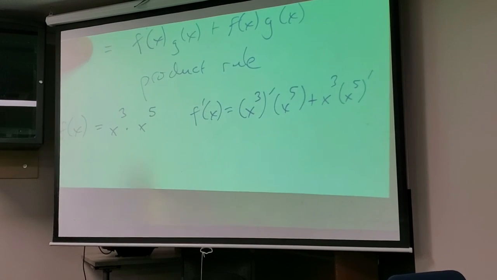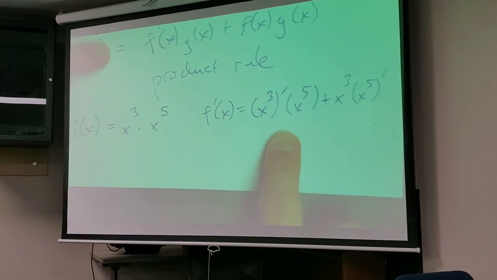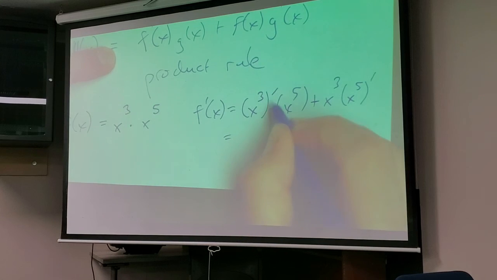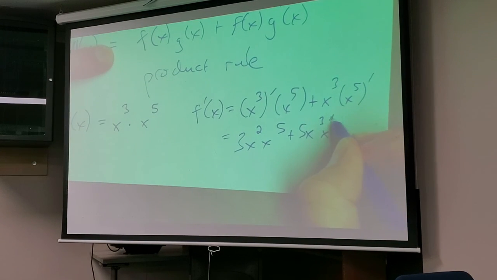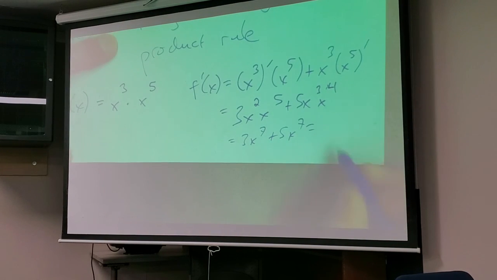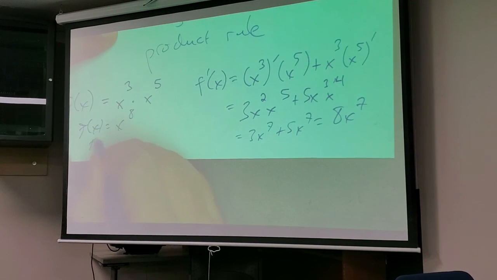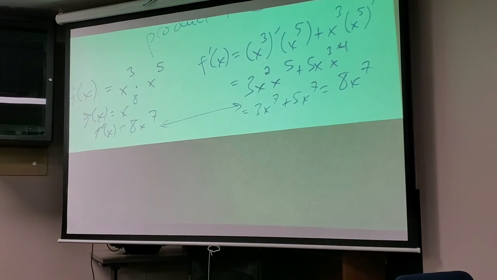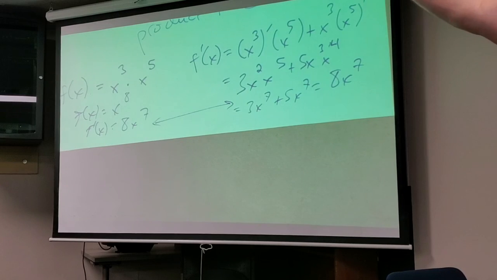Somebody, let me stop for a minute. Everybody, I know this is x to the 8th, correct? We know this. I just want to show you that this rule works. What is the derivative of x cubed? And what's the derivative of x to the 5th? 5x to the 4th. So don't I get 3x to the 7th plus 5x to the 7th, which is 8x to the 7th? Isn't that what it would be if I realized, oh, this is x to the 8th? What's its derivative? 8x to the 7th. So this is kind of a check to make sure that product rule actually works. These better be the same or else the product rule is bad.